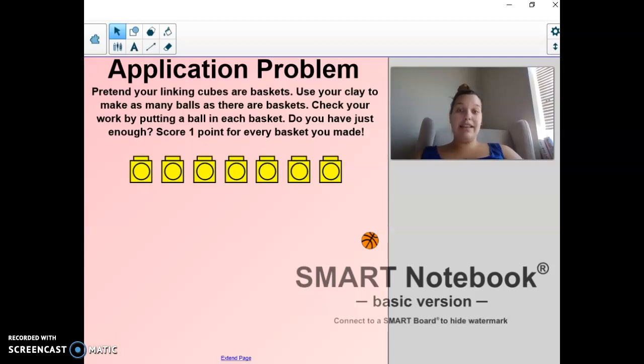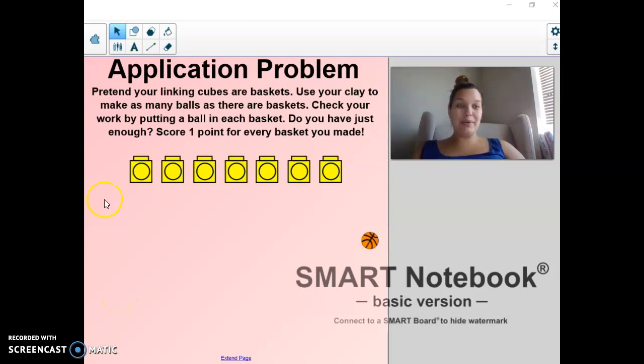I want you to pretend that the linking cubes are baskets. Look at the picture, and figure out how many basketballs we would need, because we have basketballs down here, how many basketballs we would need to make our linking cubes the same as our number of basketballs. Go ahead, think about that, pause me, and come on back.